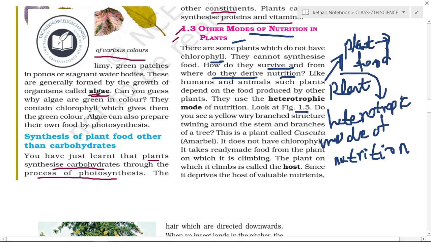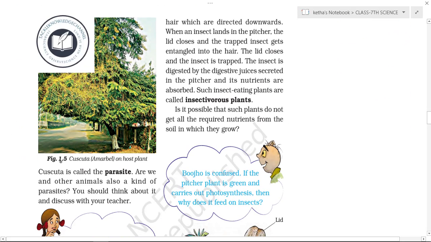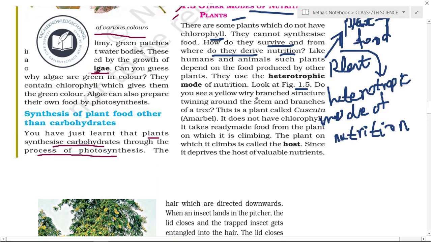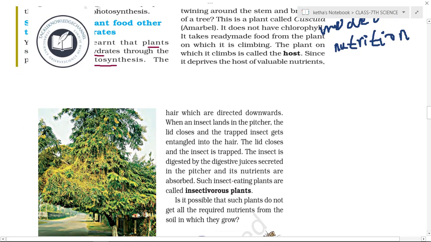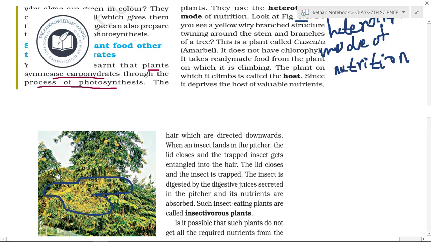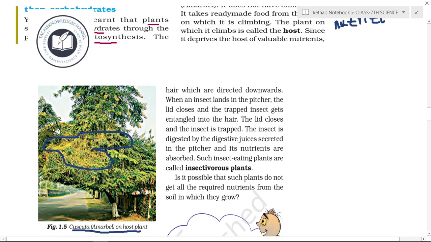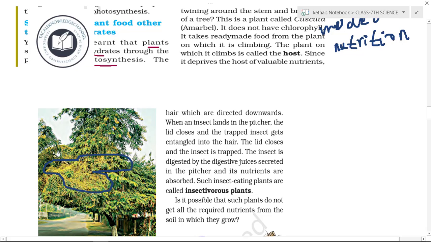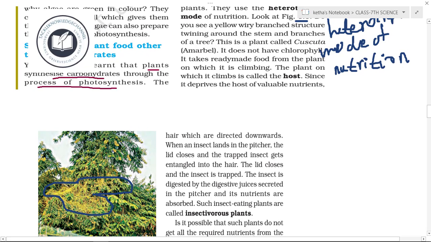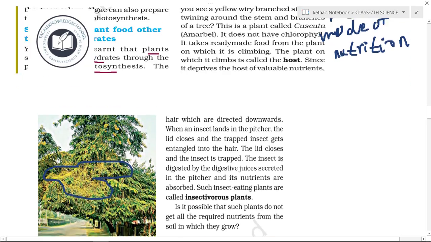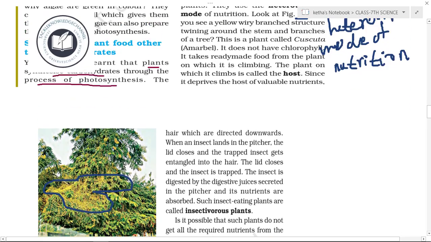Look at figure 1.5. Here is Cuscuta on a host plant. Do you see the yellow, branched structures twining around the stem and branches of a tree? It does not have any chlorophyll. It takes ready-made food from the plant on which it is climbing.